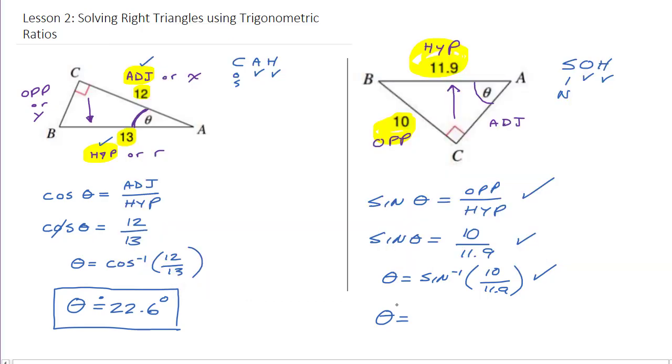All right, so let me just go back there. There we go. 57.2 degrees approximately. There's the angle. Done. All right, let's do some more.